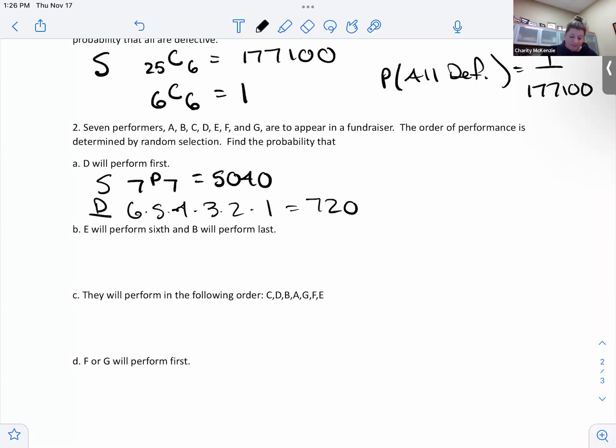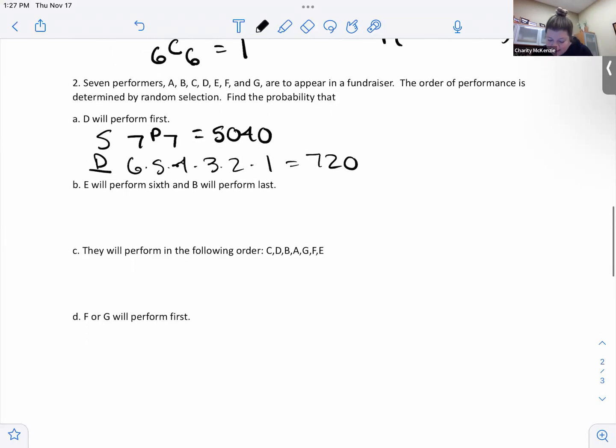Oops. I did it wrong twice. Yeah, this would be the only way I could think of to do it. Okay, question number 2, B. I was trying to think of another way to show you, but I'm out. I could just think D is taken, 6, 5, 4, 3, 2, 1. 6 choose 6. Yeah, because that first spot's taken.